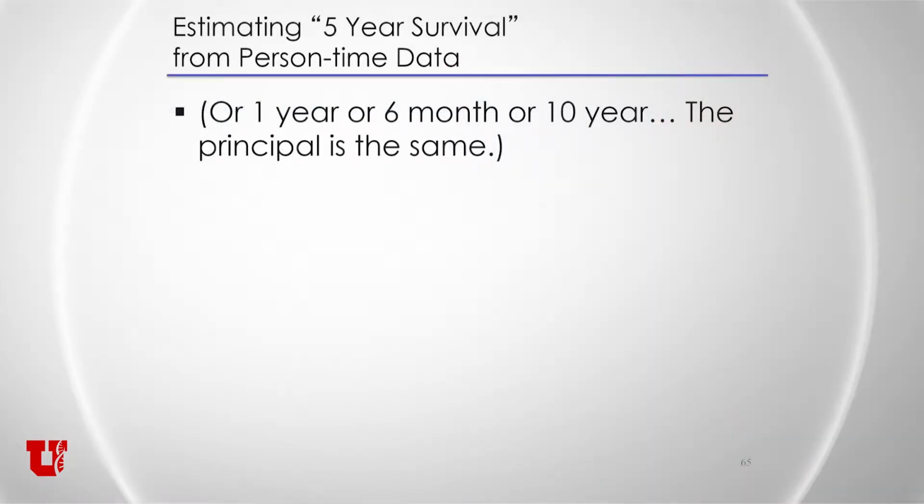In the cancer epidemiology field, we often see estimates of the 5-year survival. The 5-year survival following the diagnosis of this stage of disease compared to the 5-year survival for that stage of disease. In other fields, they may talk about the 1-year survival or the 6-month survival or the 10-year survival. The principle is kind of the same: what proportion are surviving at the end of a follow-up period?